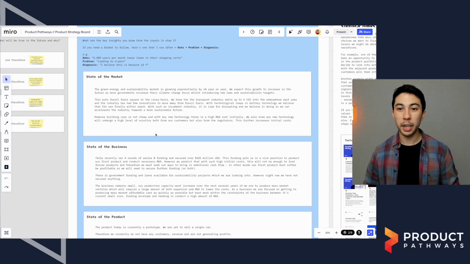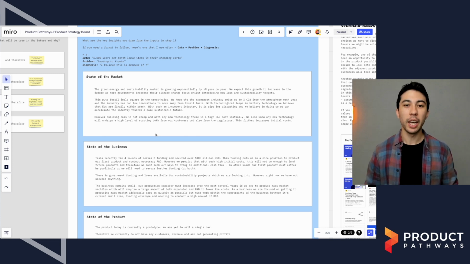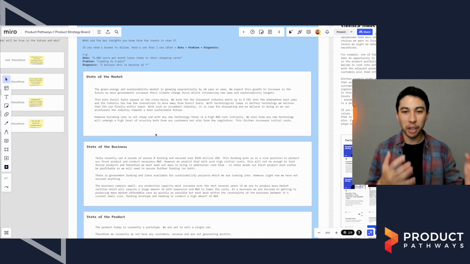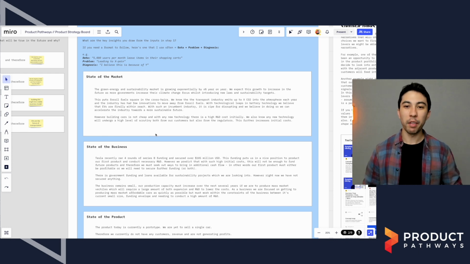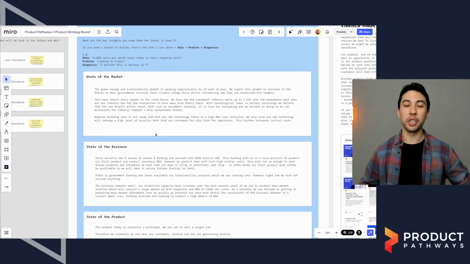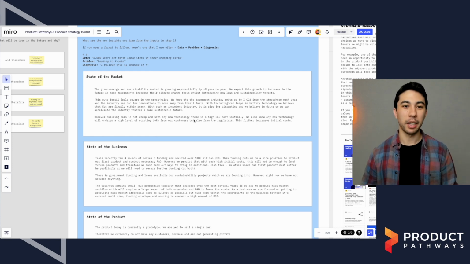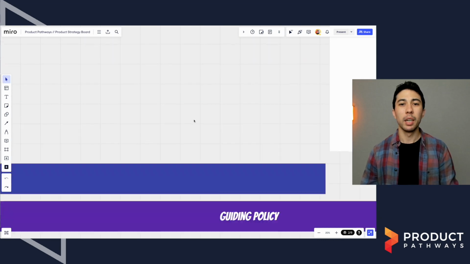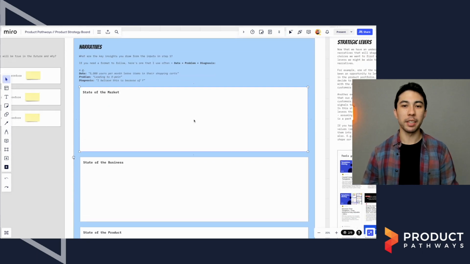With technological leaps inside battery technologies, we believe that EVs are finally within reach, and with such an incumbent industry, it is ripe for disrupting, and we believe that doing so can accelerate the industry towards a more sustainable future. However, building cars is not cheap, etc. But you can see how that kind of pans out there. So that's what we want to do. We want to have these narratives.